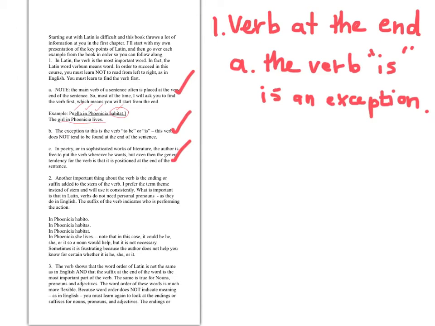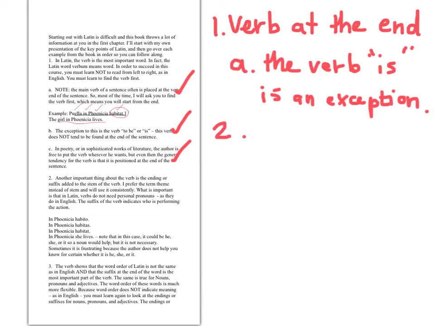Another important point to remember about the verb is that in poetry, or in sophisticated works of literature, which we won't really deal with this semester, the author is free to put the verb almost wherever he wants. In general, the tendency will still be, though, for the verb to be positioned at the end of the sentence, even in complicated, advanced Latin sentences. That tendency remains, but it is not a requirement.